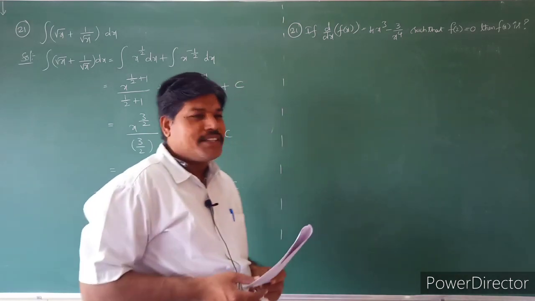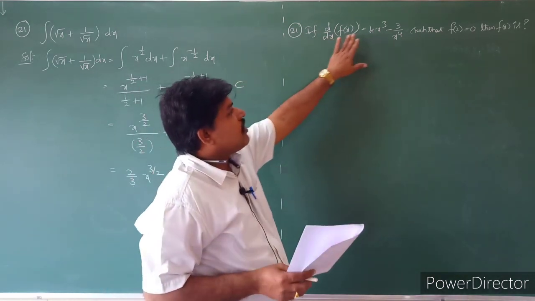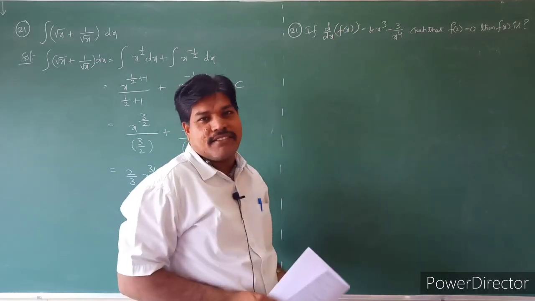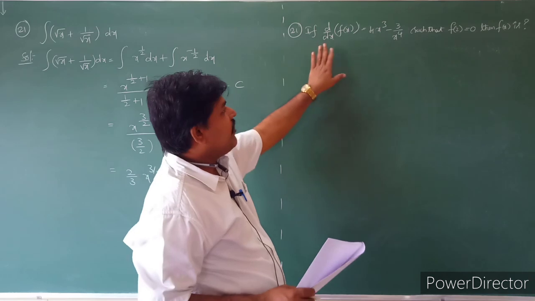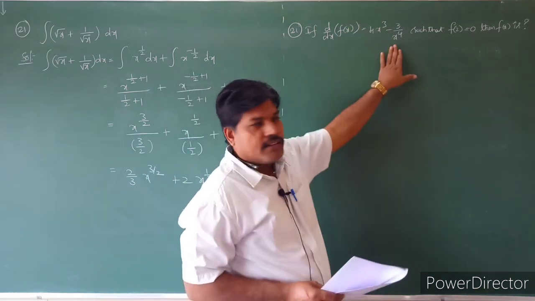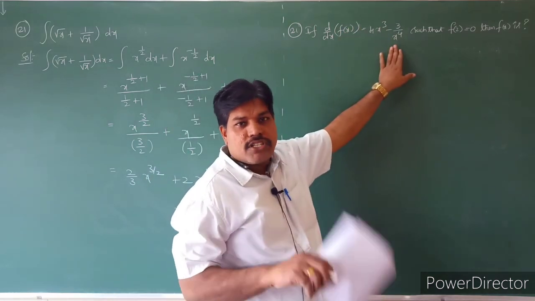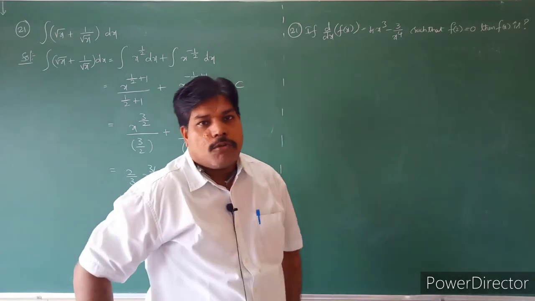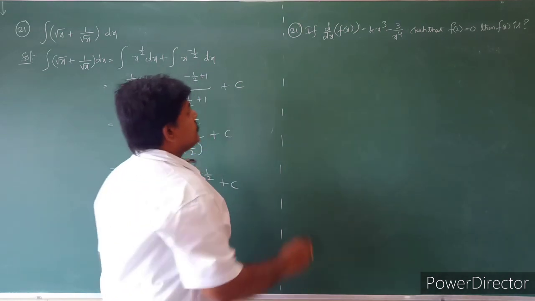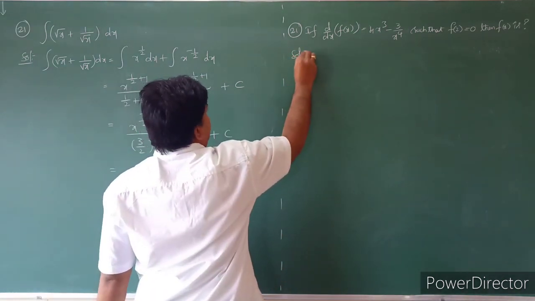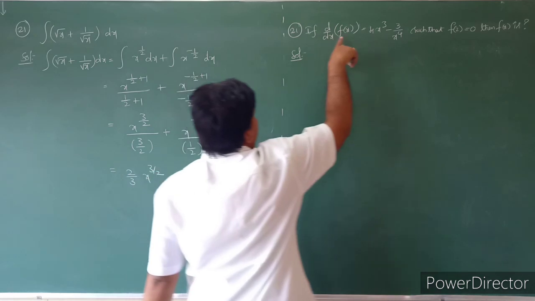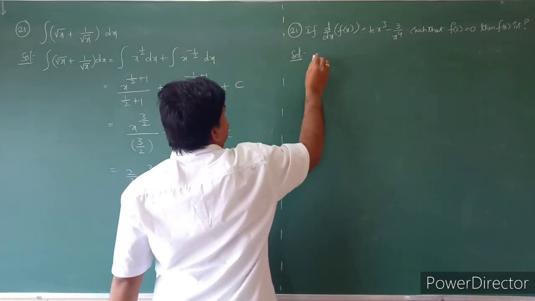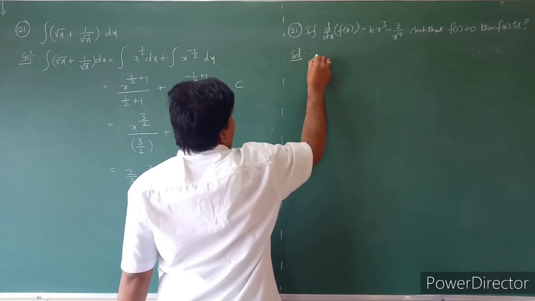So in this question, the derivative of some function is already given, and they are asking for the original function. That means it is an integration problem. Students, the derivative of some function is given, they are asking what the original function is, that means it is an integration problem. Okay, so see that in the solution: the derivative of this function is this one, that means the antiderivative is given.